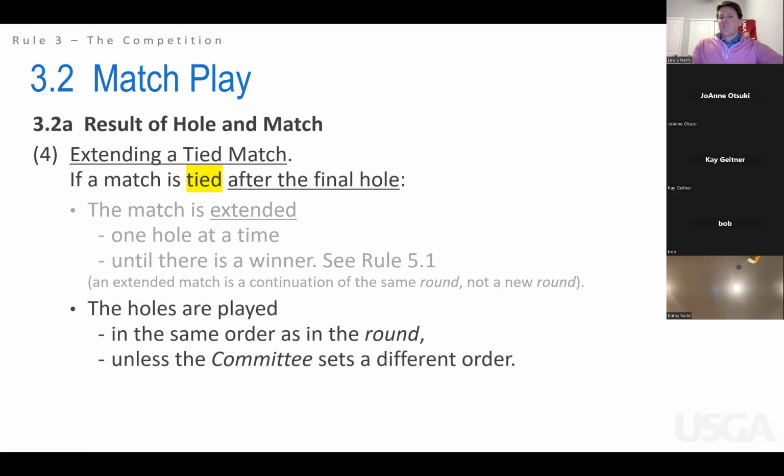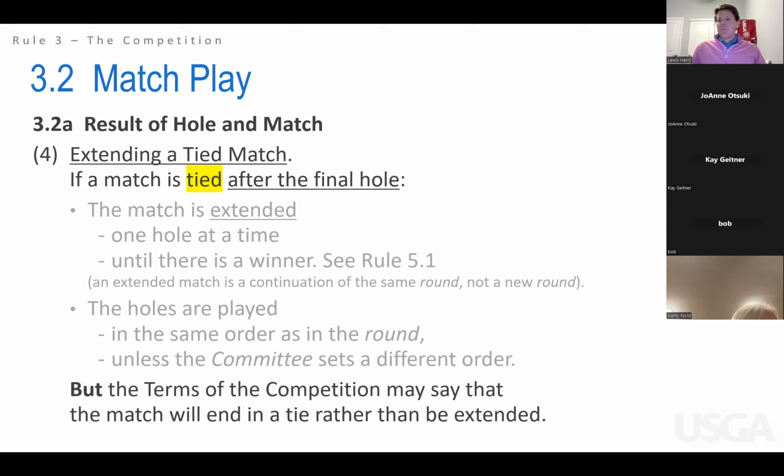We typically are going to play the holes in the same order, but sometimes the committee might have us play in a different order. Maybe going back to hole number 1 isn't an option because the tee sheet is now reopened to the public, or whatever the case is. So sometimes the committee might allow a different order when we're continuing a tied match.